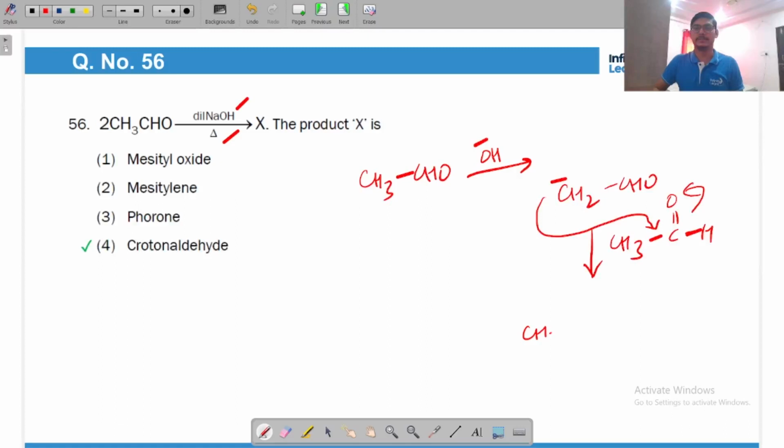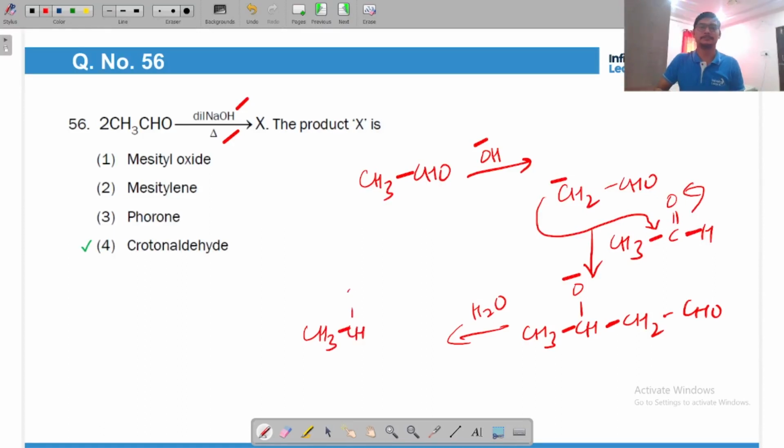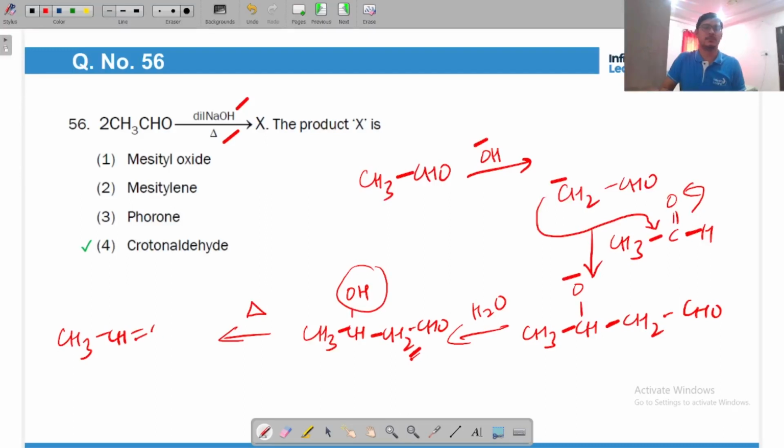Then we get this CH3 CHO minus and then CH2 CHO, right? Then it takes up a proton from the solvent and gives you aldol addition product. All right. And because the dehydration product is resonance stabilized, the application of high temperature results in the formation of crotonaldehyde, alpha beta unsaturated aldehyde, CH3 CH double bond CH CHO, right? This is crotonaldehyde.